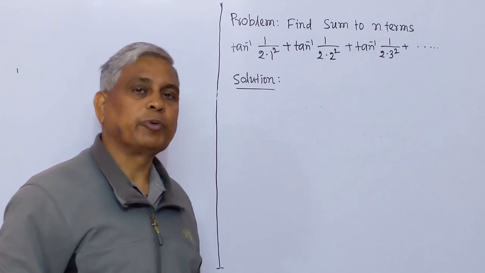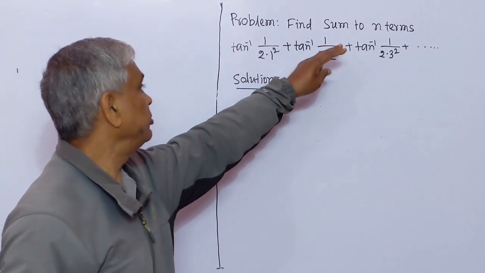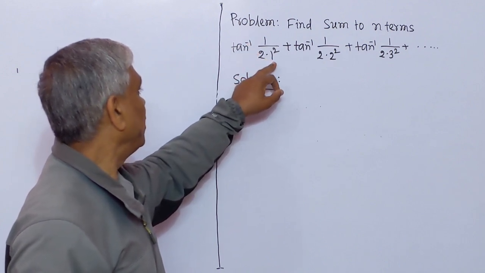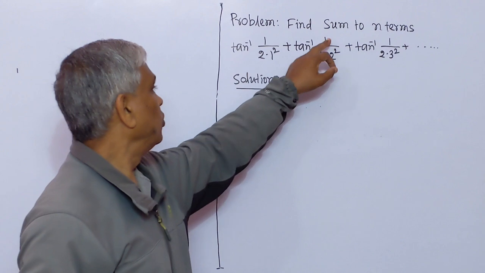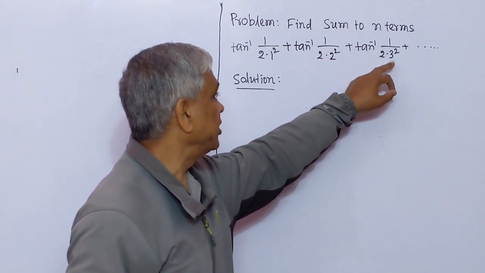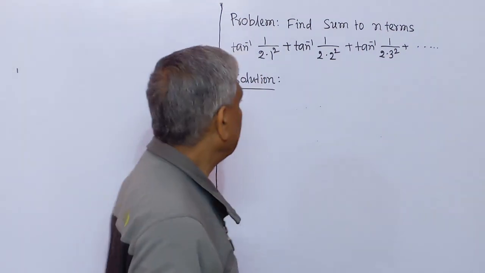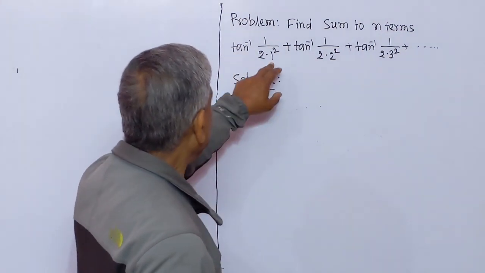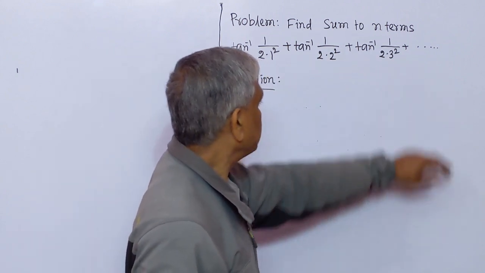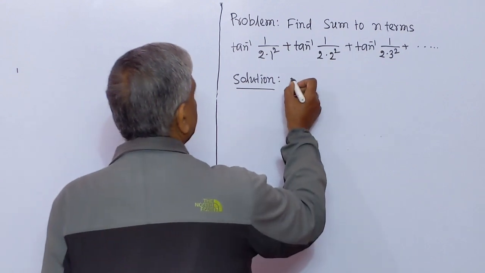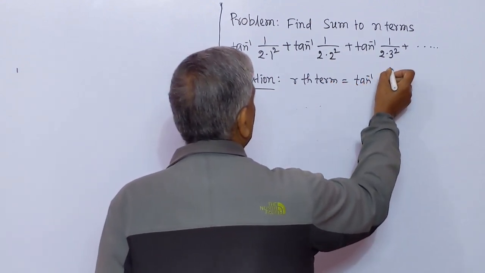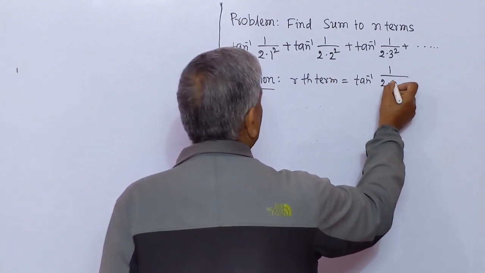Now we solve the next problem. Next problem is: find the sum to n terms of tan inverse 1 by 2 multiplied by 1 square plus tan inverse 1 by 2 multiplied by 2 square plus tan inverse 1 by 2 multiplied by 3 square plus and so on. Here we see that in the first term here 1, here 2, here 3. So the rth term will be equal to tan inverse 1 by 2 multiplied by r square.